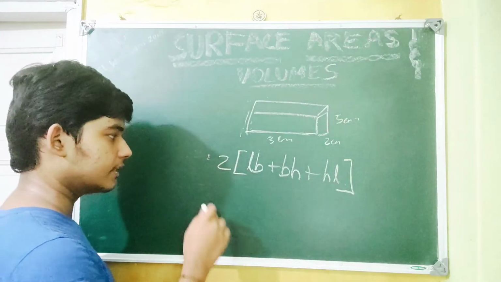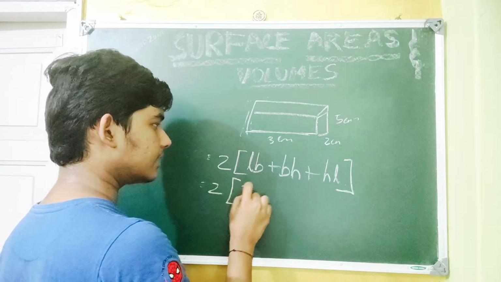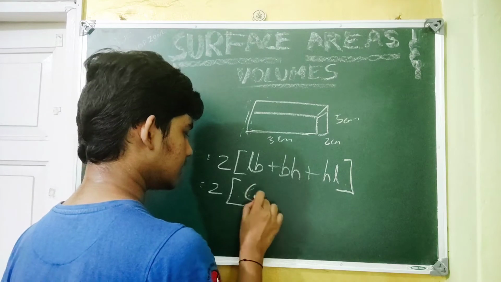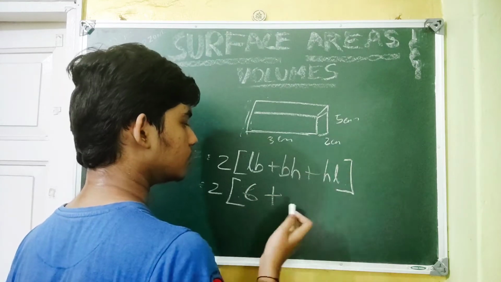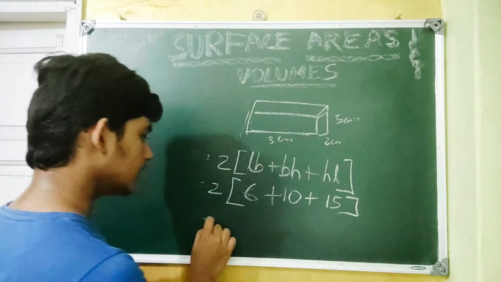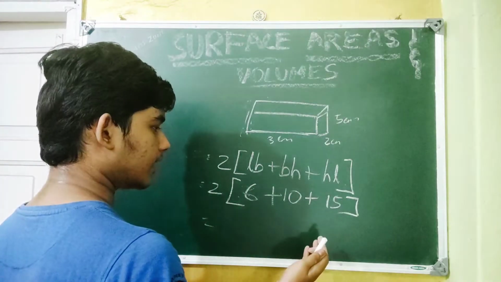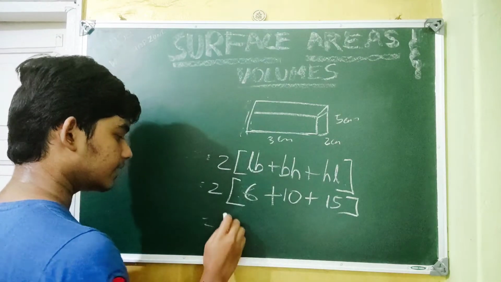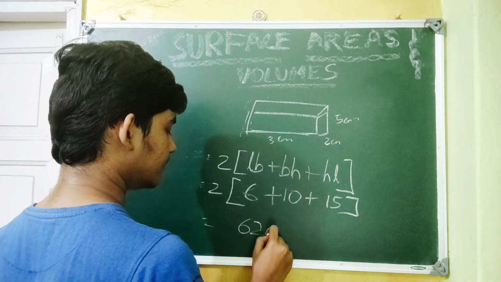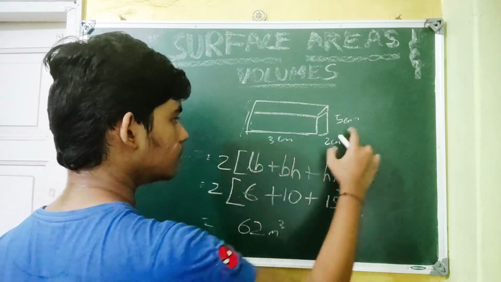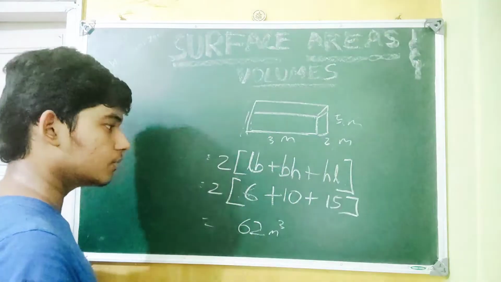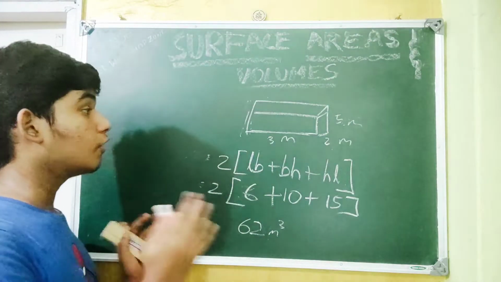So by using this equation, you'll find that 2 into length is 3, breadth is 2, so 3 times 2 is 6, plus breadth into height, so 2 into 5, so 10, plus height into length, so 15. So we'll get 16, 25, 31, and 31 into 2 is 62. So the answer would be 62 centimeter cube, or 62 meter cube if you just use it as meters. So that will be how you use the formula for finding out the surface area of a cuboid.